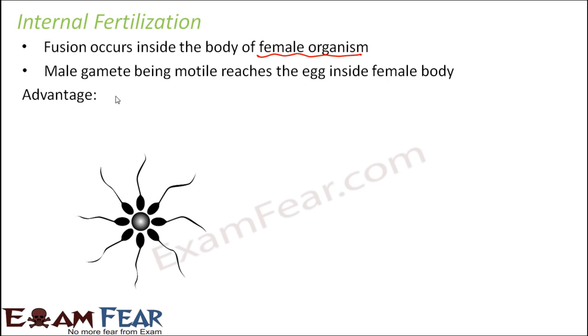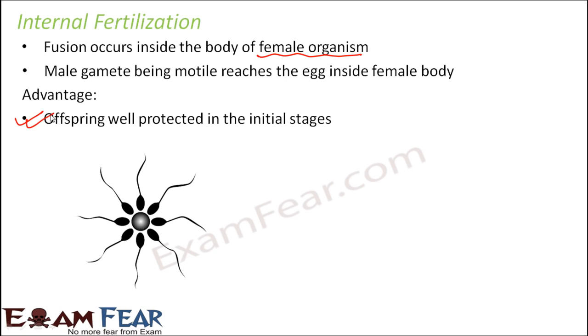So the advantage of this type of fertilization over external fertilization is that here the offspring remains well protected in the initial stages, because initially the zygote is formed as soon as fusion occurs. That zygote remains inside the female body for quite some time, so it remains well protected. So even though a lesser number of offsprings are produced here, whatever number of offsprings are produced, they remain safe. The chances of their being eaten by predators is quite less.